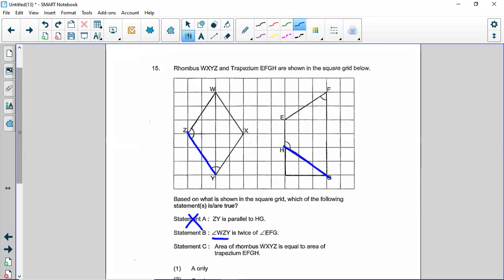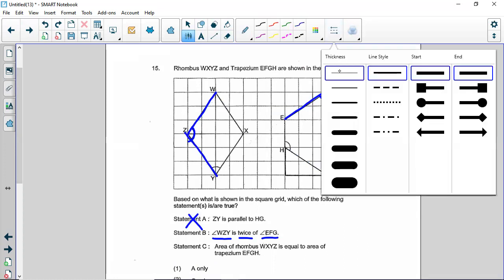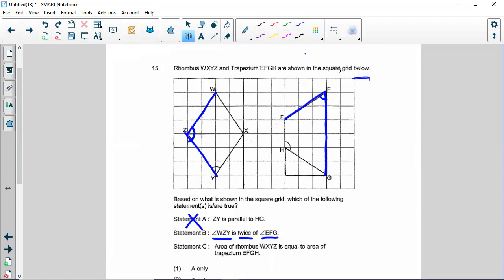Okay, now WZY is twice of EFG. This one you get confused. Okay, where is your WZY? Now your WZY is over here. So it's the angle twice of EFG. EFG. Is it twice? You're not sure, right? Okay, now I'm gonna do something over here, just to draw a few more boxes, and then you can see more clearly. Okay, something like that. Just draw a few more boxes, and then I'm going to join.